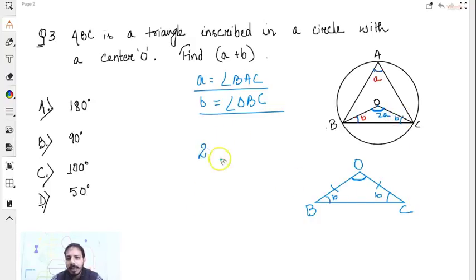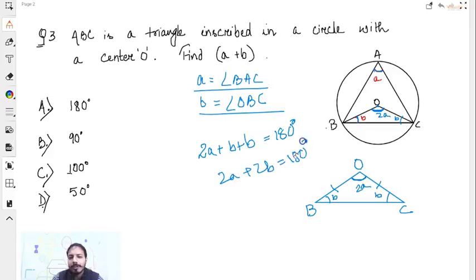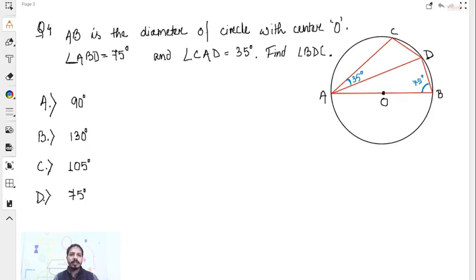Now in this triangle, this is twice A. So twice A plus twice B is equal to 180 degrees, right? So from here A plus B is equal to 90 degrees. So A plus B is 90, and option B is the right answer. Okay, fine. Let me go to the next question.